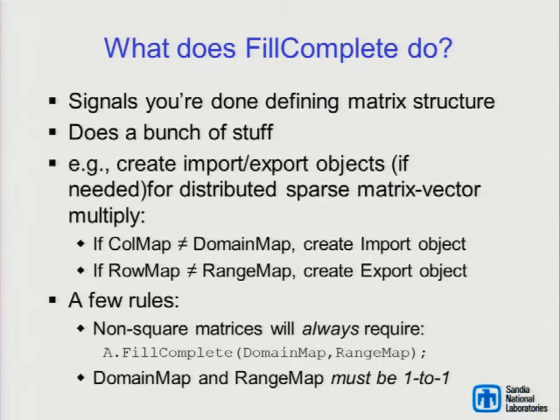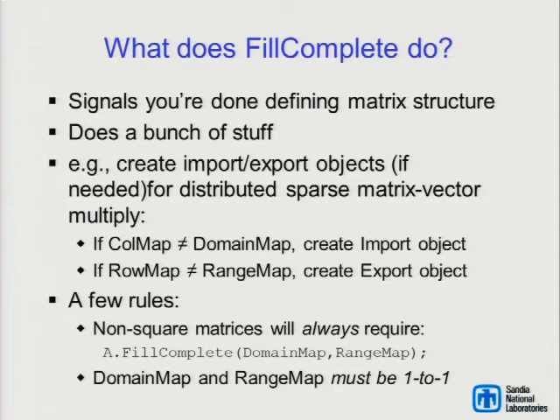Generally, there's a couple rules. First of all, the domain map and range map always have to be 1-to-1. And if my matrix isn't square, I will always need to specify the domain map and range map, because I have no way of knowing what the domain is if my matrix isn't square, because I have no idea what size this thing's supposed to be unless I say it explicitly.